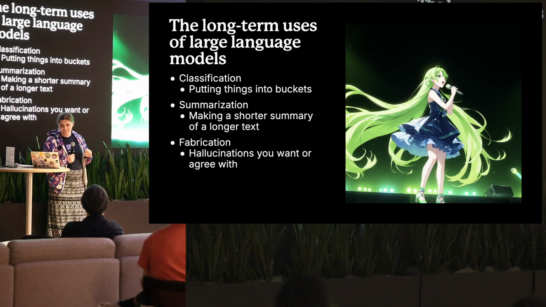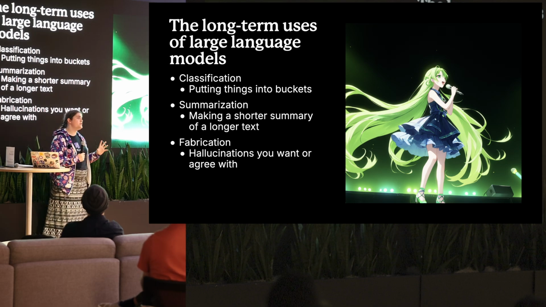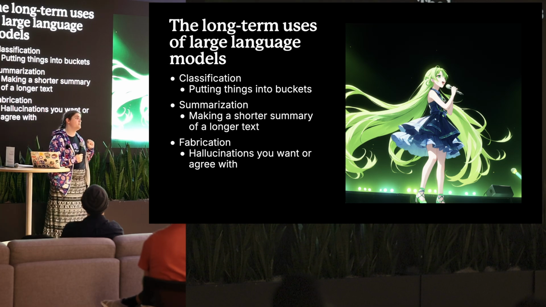And finally, fabrication is when the model just makes some stuff up that you happen to believe is correct. The main difference between fabrication and hallucination is fabrication is stuff you agree with, while hallucination tells you to glue cheese to pizza and put your dog into a hot car.